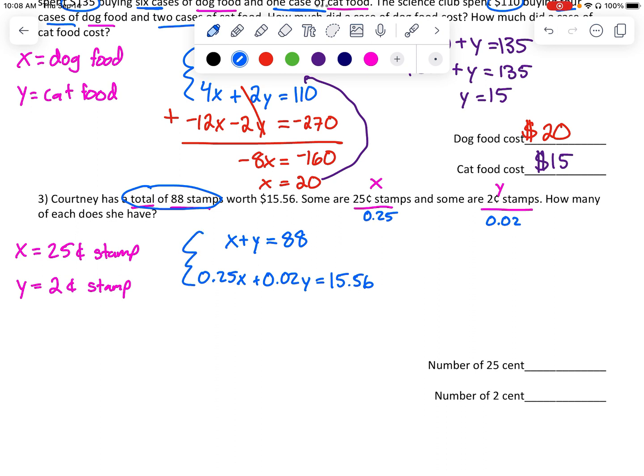So again, decimals, I don't love doing elimination with that, so I'm going to choose to do substitution. So I'm going to rearrange this one. So y equals negative x plus 88, and then substitute that in for the y in here. If you would rather do elimination or graphing, go for it. But this is just how I want to do it. But you should get the same answer either way.